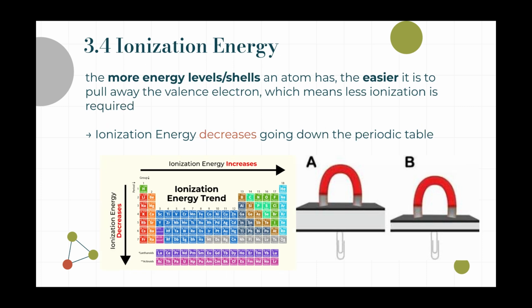Okay. And then as you go down the periodic table, it becomes easier to remove an electron because your number of energy levels is increasing. So that means the distance is increasing and your electrostatic force gets weaker. So it gets easier to remove an electron.